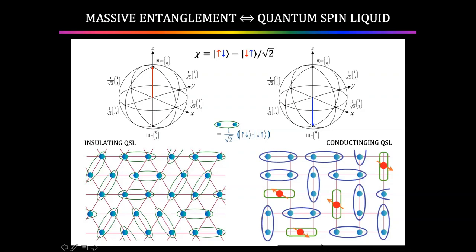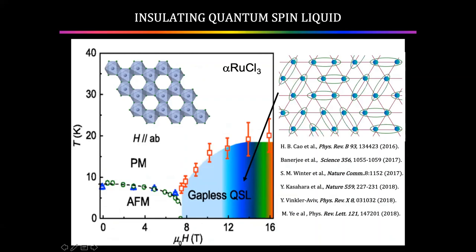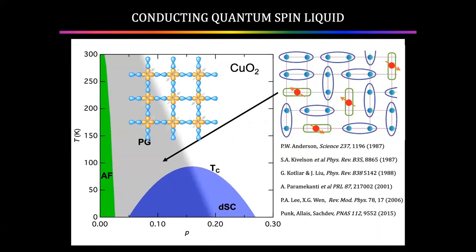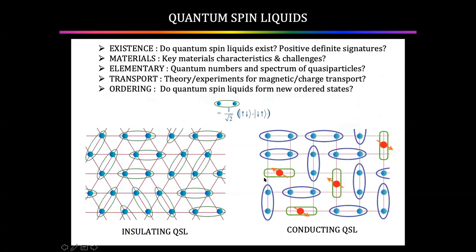Now, there are candidates for this state and there are candidates for this state. So a famous candidate insulating quantum spin liquid is ruthenium chloride. It's been studied very intensely for the last 5 years. It's believed at high field that this is a quantum spin liquid at low temperatures. And the candidate for a conducting quantum spin liquid is hole-doped CuO2, which I'm going to talk about in detail in the talk.